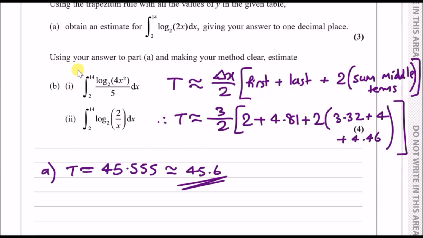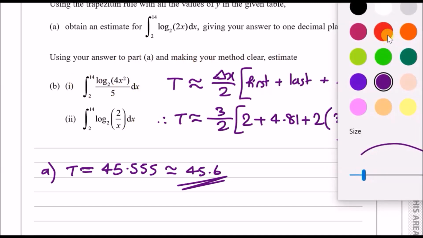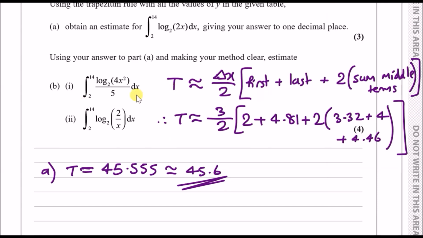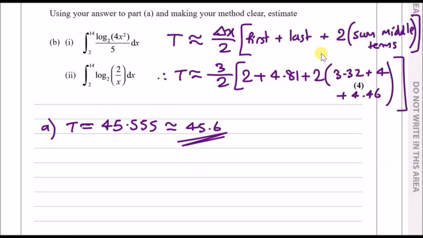Now it says, using your answer to part A and making your method clear, estimate the following two integrals. For the next two integrals, the trick is that we need to rewrite the log bit into the log expression from the upper part A. So let's have a go at that. Just focusing on the log 2 4x squared bit, I'm going to write that here.